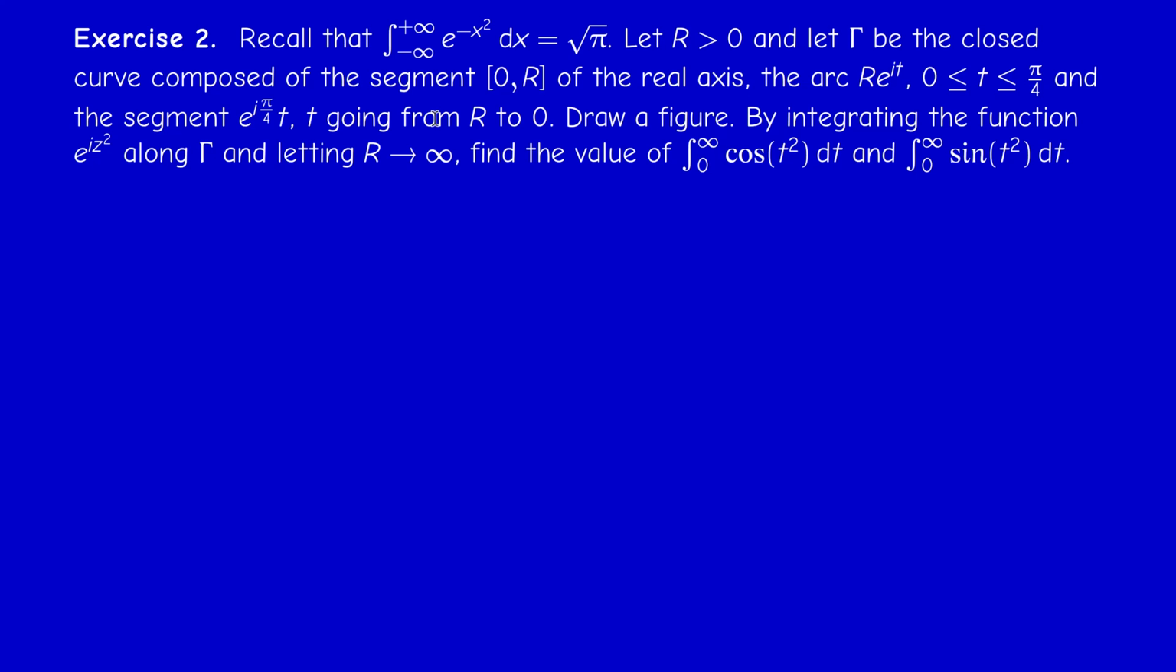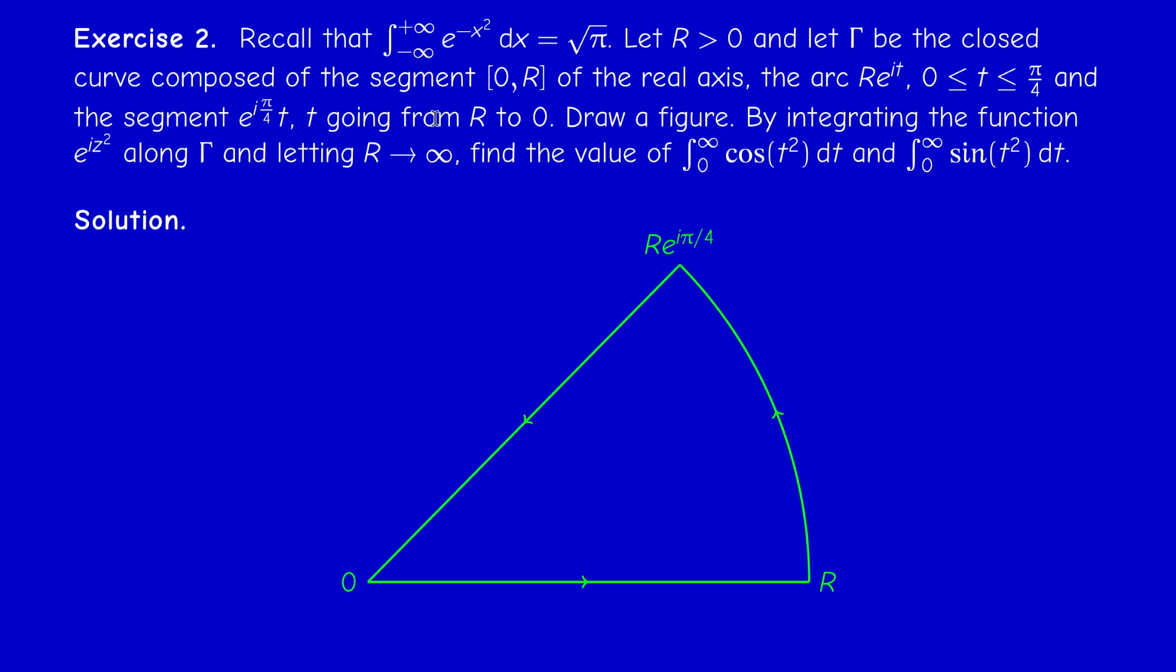So first a figure. So this is the straight line segment from 0 to r, and then we do a 45 degrees of rotation along the circle of radius r, and then we go back to 0. So this is a typical path of integration.